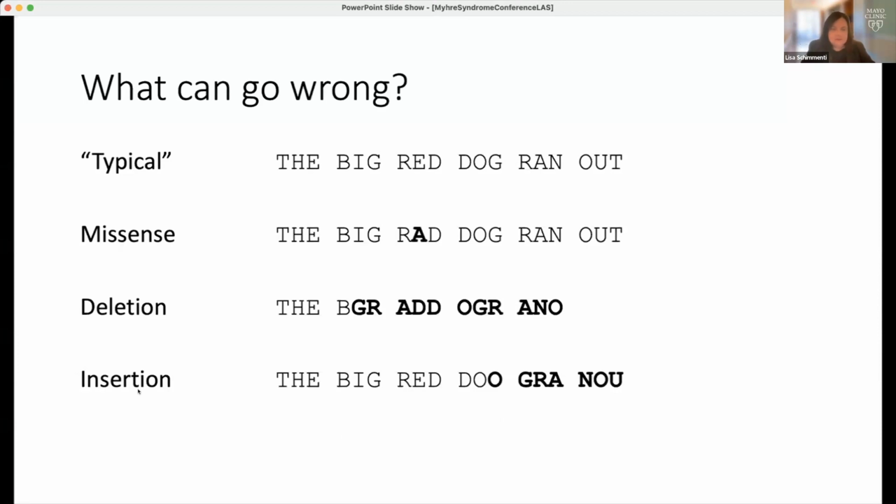And then the same thing's true if there's an insertion. So in this case, there's 2 O's in dog. So we end up shifting the phrase and it ends up being the big red du gras-nu. Again, this is not a very useful protein for the cell.